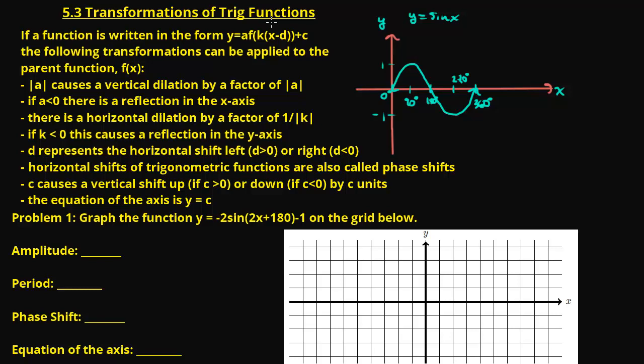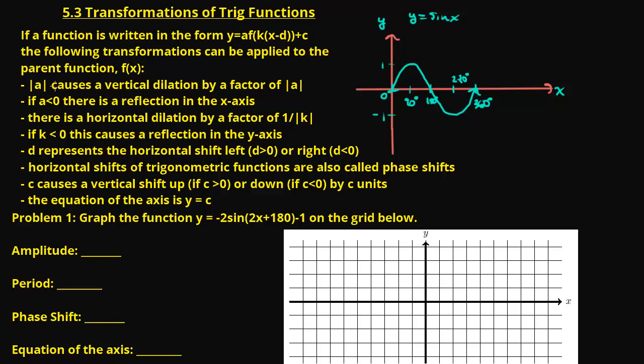Now we looked at how a mapping rule can be used to transform key points on the parent function, and you can absolutely do that in this section as well. But in this video, we're going to look at how to just look at the key properties of trig functions and graph according to those key properties.